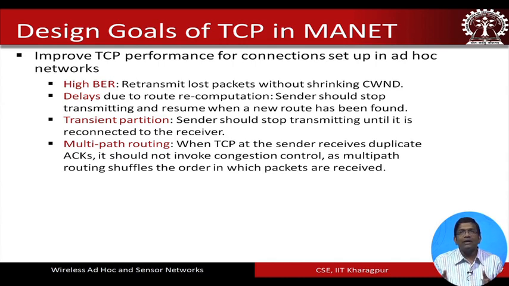Maybe there is some link failure in a multi hop path, because of which the sender might think that there is some congestion going on due to the delay in the receipt of the acknowledgement, and due to partitions and so on. So, all these things make the sender feel that there is some congestion and congestion control should be invoked. This is what has to be stopped. The sender should be disallowed to start congestion control, which it was supposed to do if TCP was run over the regular internet.